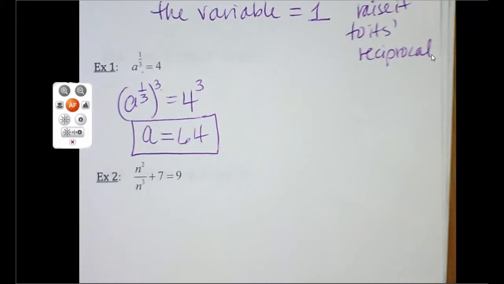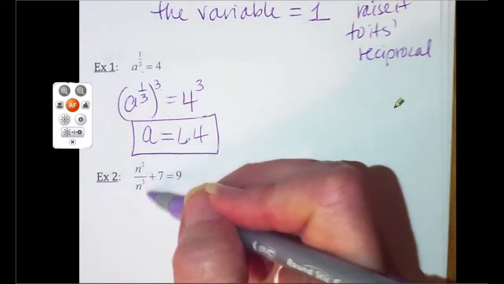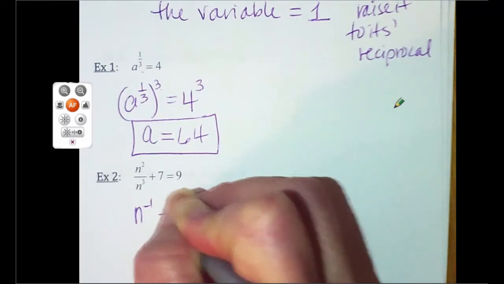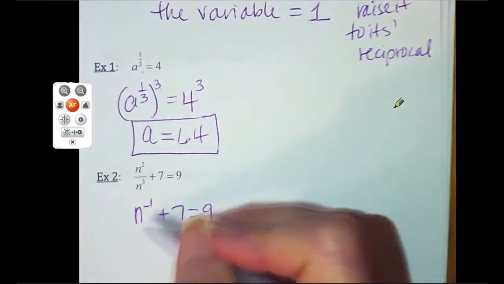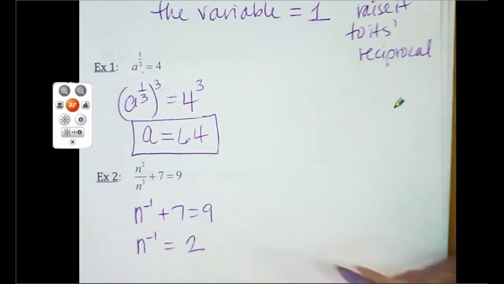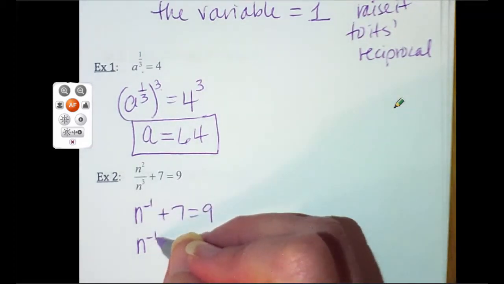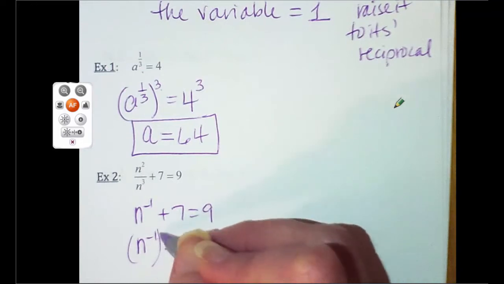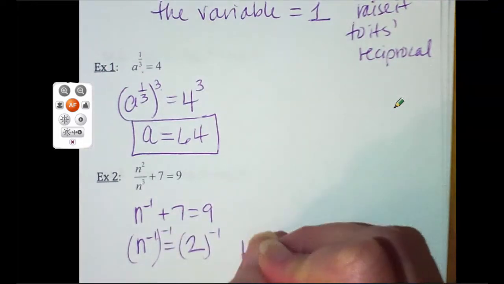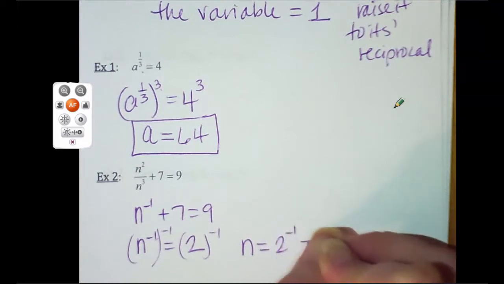In example 2, I have n squared divided by n cubed plus 7 equals 9. Well, I can do my division rule, and this is n to the negative 1 plus 7 equals 9. I need to get n alone. I'll subtract 7. N to the negative 1 equals 2. To make negative 1, 1, I raise it to its reciprocal, which is negative 1. What I do to one side, I do to the other. N is 2 to the negative 1, or 1/2.